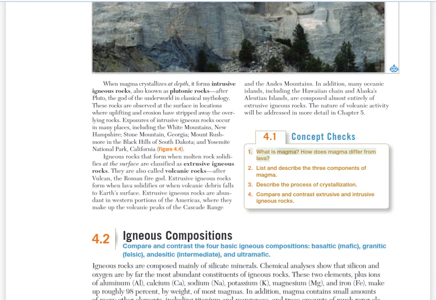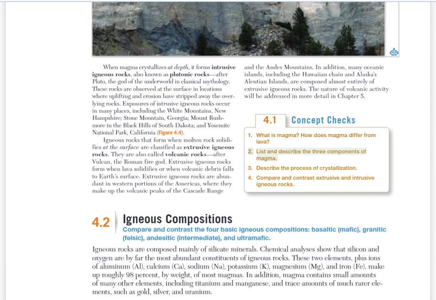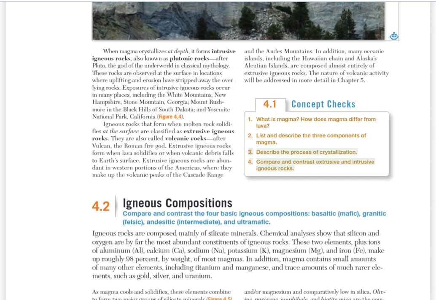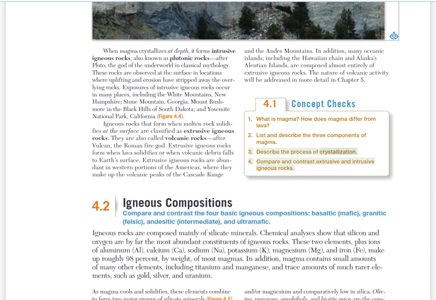1. What is magma? How does magma differ from lava? 2. List and describe the three components of magma. 3. Describe the process of crystallization. 4. Compare and contrast extrusive and intrusive igneous rocks.